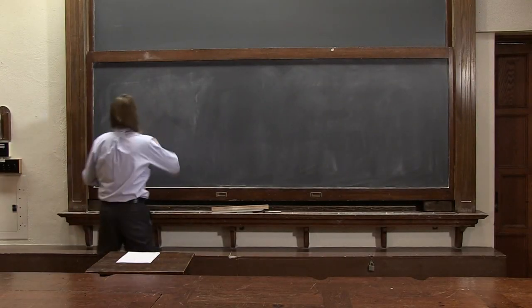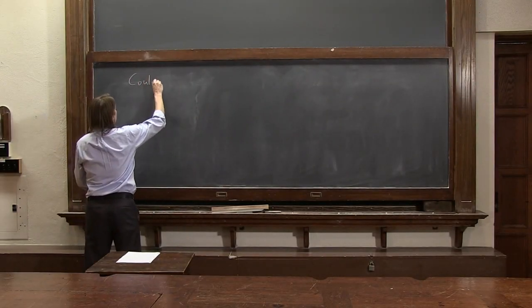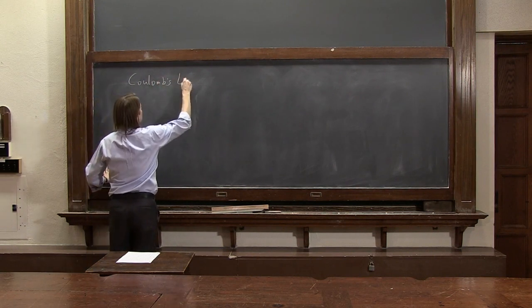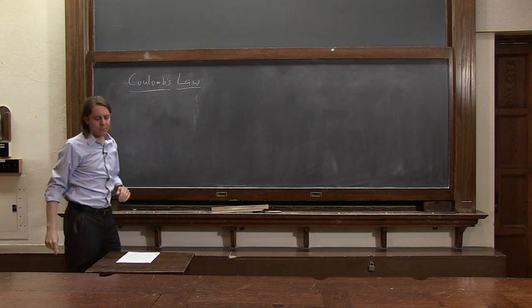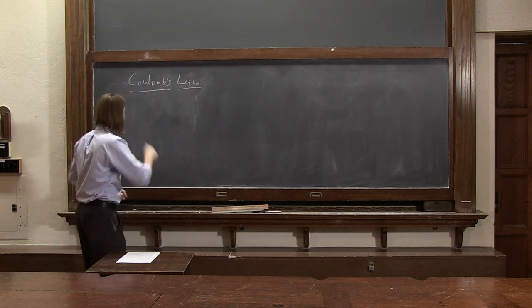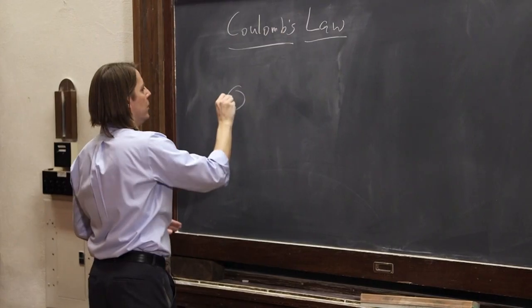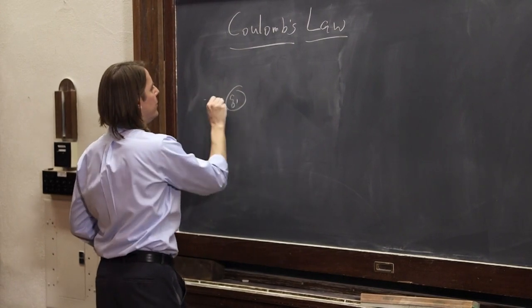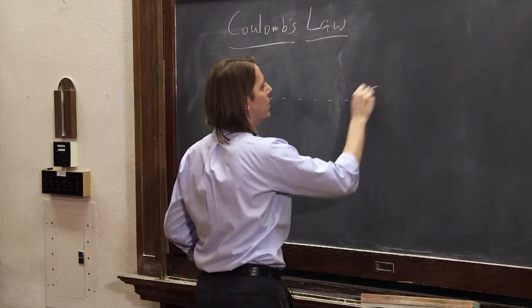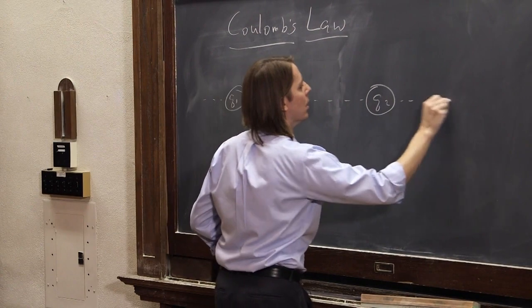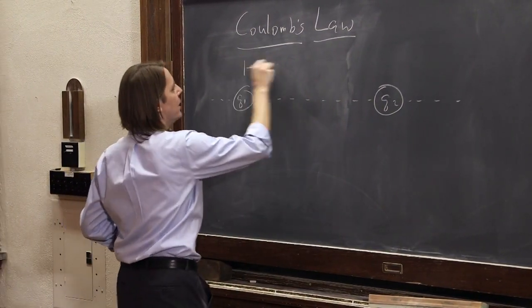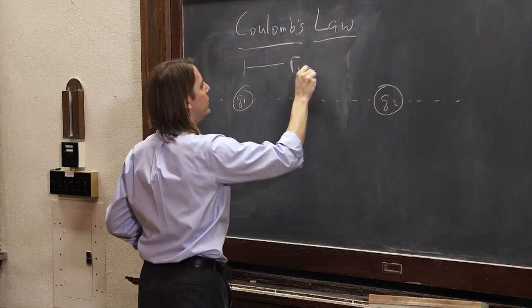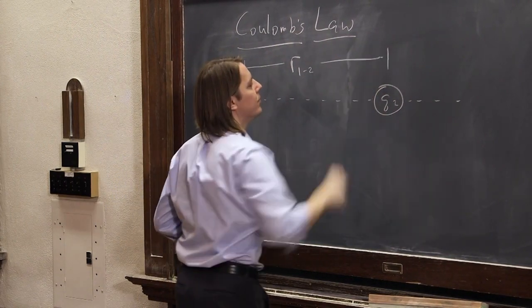Now for Coulomb's law in all of its vector glory. No more magnitudes. So let's look at the real Coulomb's law. We'll still have our two charges on an axis. Q1 and Q2 are the charges. And we're now going to call this R12.